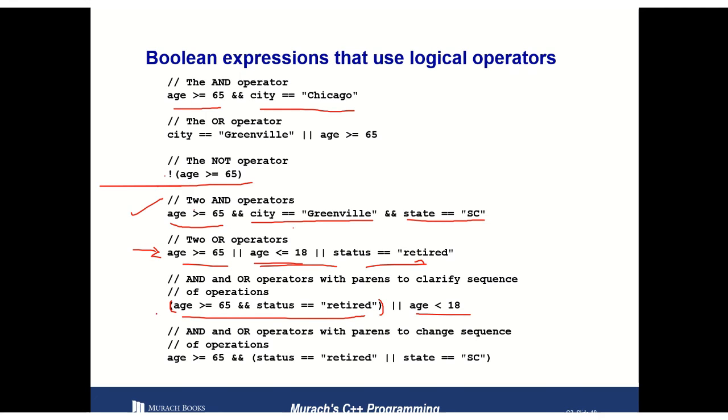And also you can see here that age is greater than or equal to 65, and then status equals retired, or state equals South Carolina. So this is a separate type of OR operator. So be careful about what the requirement is that you are trying to implement in your code, and design your code accordingly. Otherwise, you will face problems when you get the outcomes.